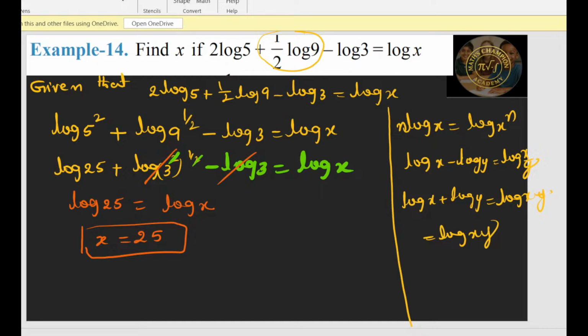Is it clear? Is there any doubt? Try to comment. I hope the screen is clearly visible.